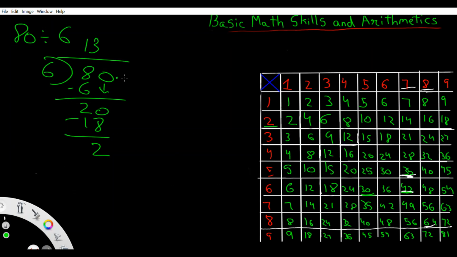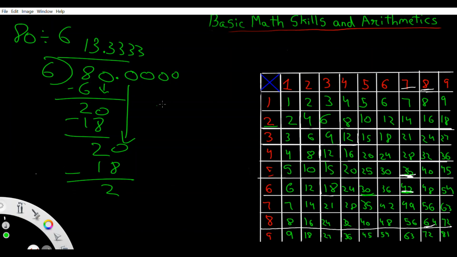So now we put a decimal here, and we can add a 0, and we bring down the 0 to make it 20. Now again, 6 times 3 is 18. Now we again have 2, and this is going to keep on going. We are going to keep on adding zeros, and we're going to keep on adding 3's. So the answer to this is 13.3 repeated. This dash here means that that number is repeated.